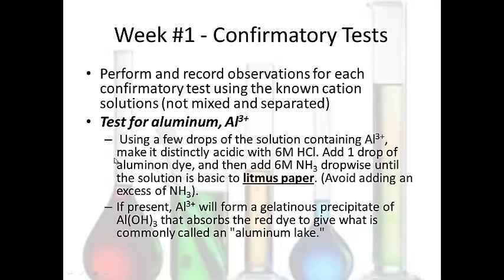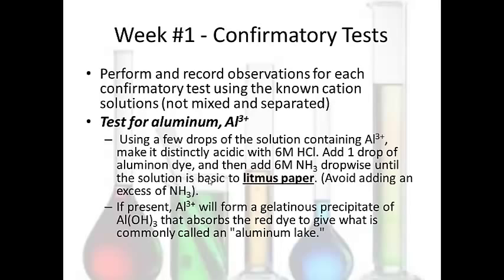Then you will add a drop of this dye. Okay, that's just part of the test. Then it says add 6 molar ammonia dropwise until the solution is basic to litmus paper. So to test for basicity, we need to test with a red litmus paper. And does the red litmus paper turn blue? And the way that you do that is you insert your glass stirring rod into your solution, mix it up, and then bring it out and touch it to your litmus paper. Don't put your litmus paper down into your test tube. Okay, so once red turns blue, you know it's basic.